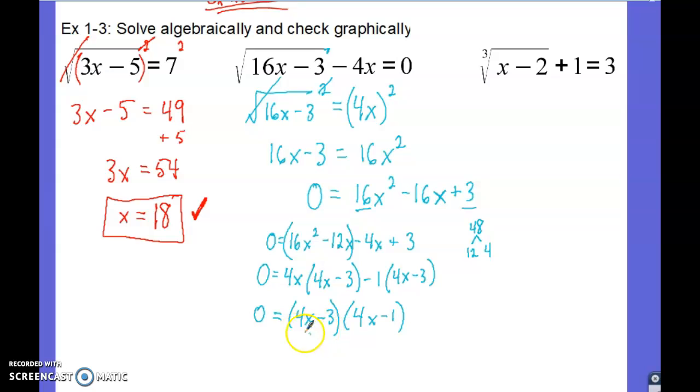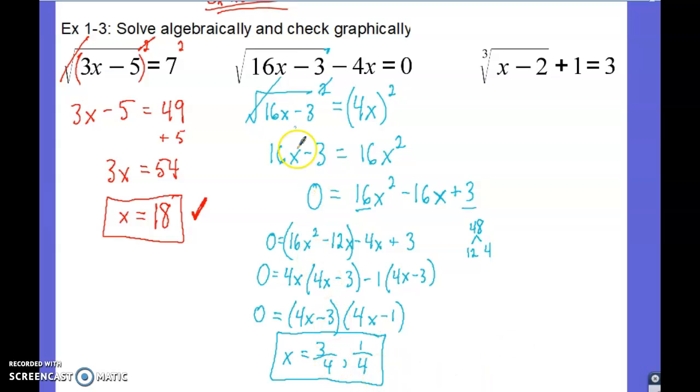Remember, the parentheses are the same, go together, and then your leftovers. So we can deduce then that your answer would be 3/4 by using the zero product property and 1/4. But you have to check your answers. What do I mean by that?